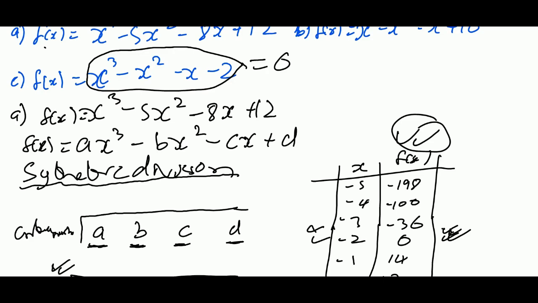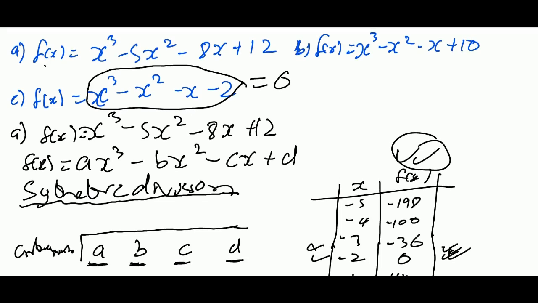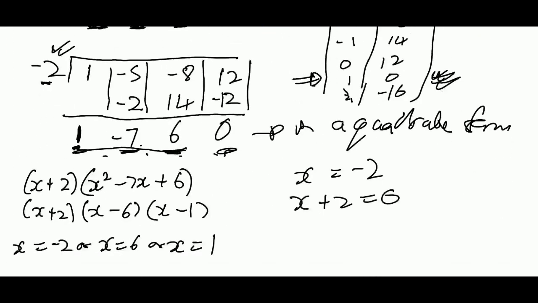Okay, I don't think time is enough. It's not on our side. We won't be able to finish all these examples since we have like 15 minutes. So now let's do number B. Number B says we have f of x being x cubed minus x squared minus x plus 10. f of x is equal to x cubed minus x squared minus x plus 10.